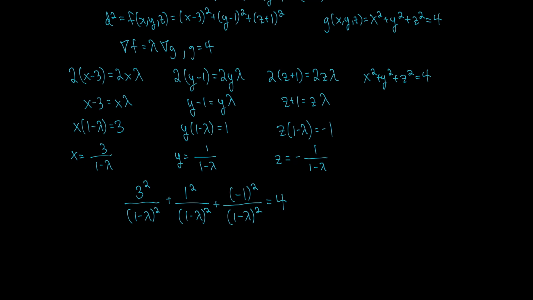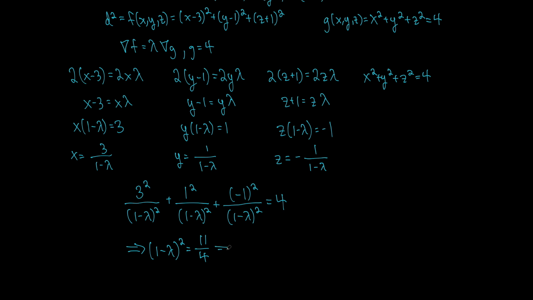Okay, so this allows us to solve for lambda. This implies that 1 minus lambda squared must be 11 over 4. Notice we have 9, 1, and 1, so that's 11. So we can combine all of these because we have the same denominator. And 11 over 1 minus lambda squared equals 4. You just swap the 4 and the 1 minus lambda squared.